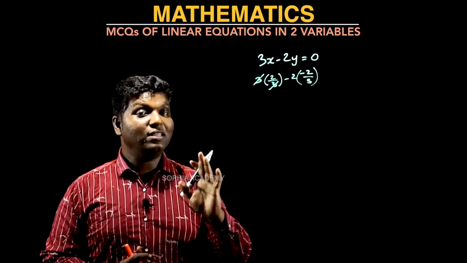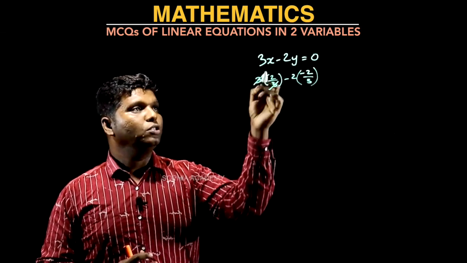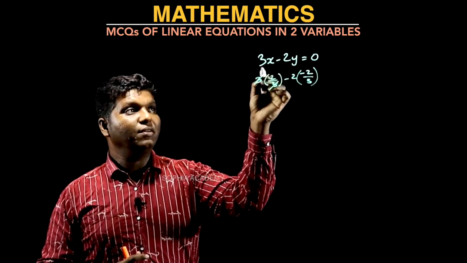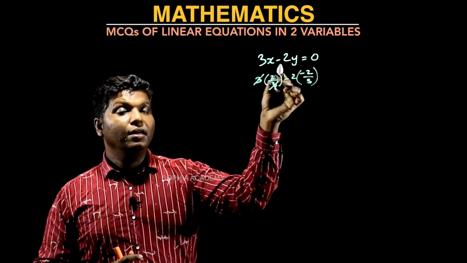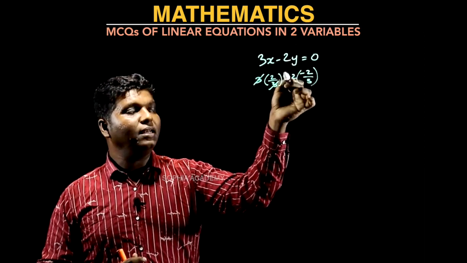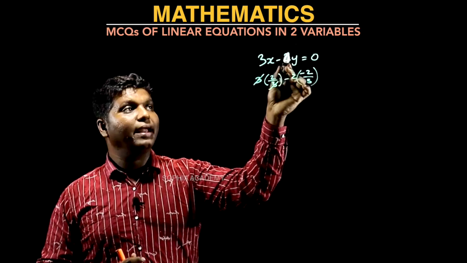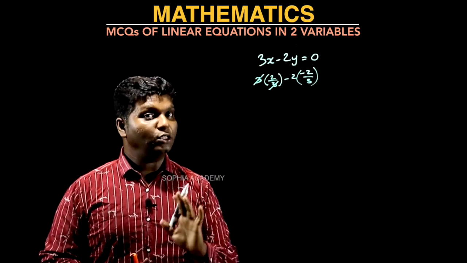Is it clear? Now let us take the second option. What is the second option? 2 by 3 and 3 by 2. So 2 by 3, if you are bringing here, 3 and 3 will get cancelled and 2 is left over. Minus. Then here 2 is there, 2 minus. Here when you are bringing 3 by 2, again 2 and 2 will get cancelled. Again 3 is there. 2 minus 3. Is it equal to 0? No. So that's also not your option.